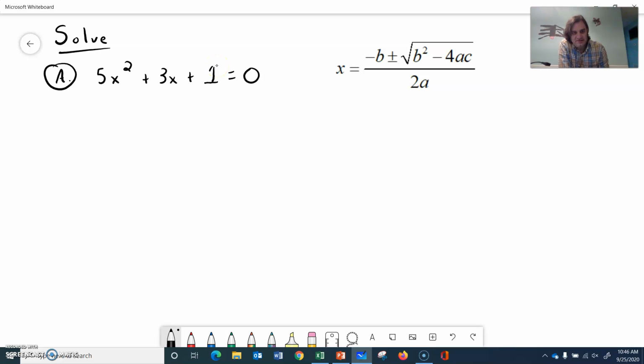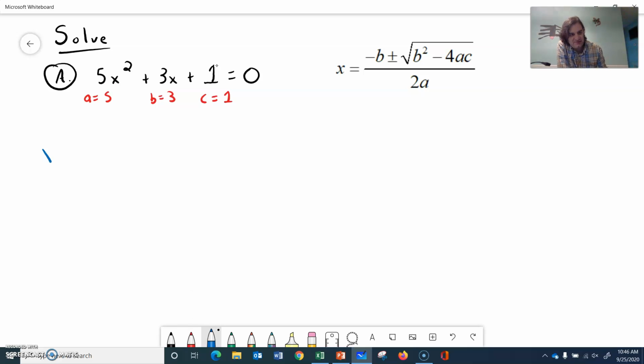Hey, we're solving some more practice problems using the quadratic formula. So these are quadratic equations. This one is 5x squared plus 3x plus 1 equals 0. Unlike some of the previous problems, this one is already in the correct format, and we can go ahead and identify the a to be 5, the b to be 3, and the c is 1.